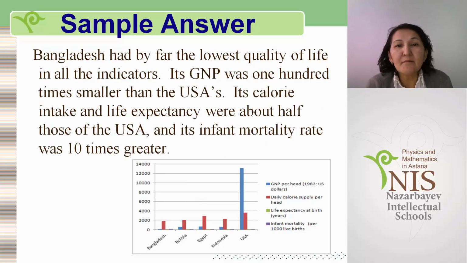Bangladesh had by far the lowest quality of life in all the indicators. Its GNP was 100 times smaller than the USA's. Its calorie intake and life expectancy were about half those of the USA, and its infant mortality rate was 10 times greater.